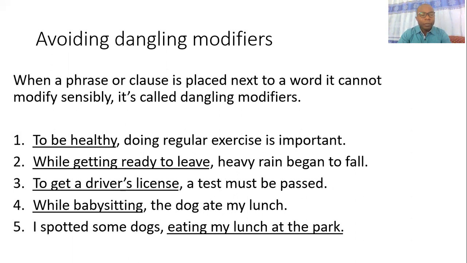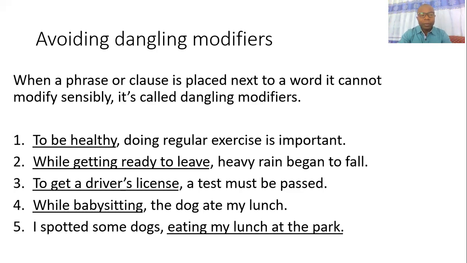Example one, to be healthy, doing regular exercise is important. Now the question, who is to be healthy? If you look at the sentence as it is, doing regular exercise is what to be healthy is modifying. But regular exercise cannot be modified, can it? So you have to introduce a human subject over here. For one to be healthy, doing regular exercise is important. For John to be healthy, for us to be healthy, any which way, that will clear away the dangling modifier.